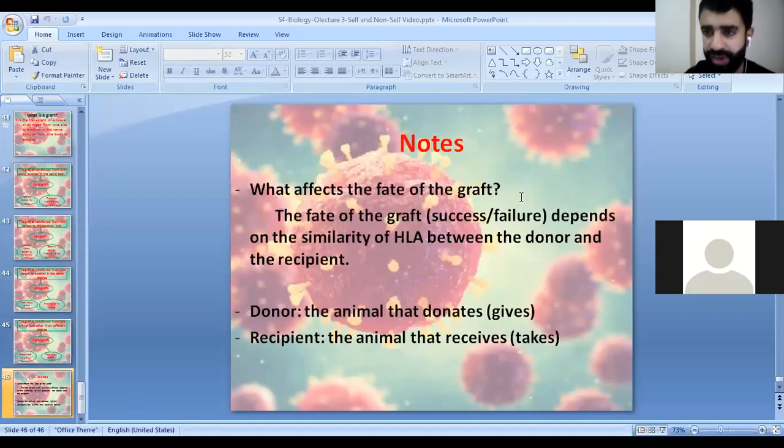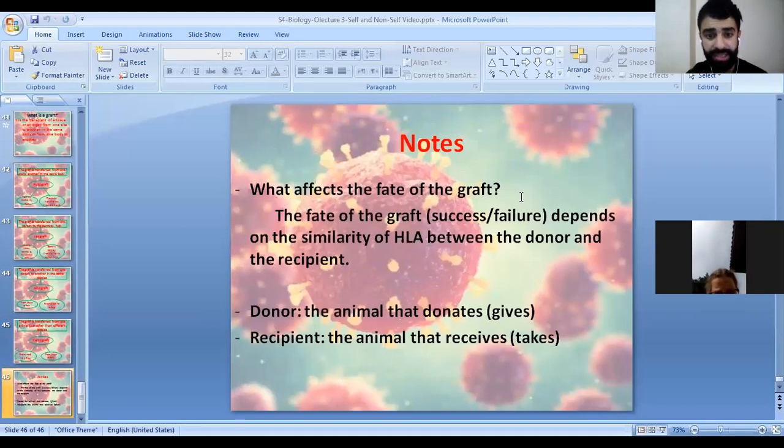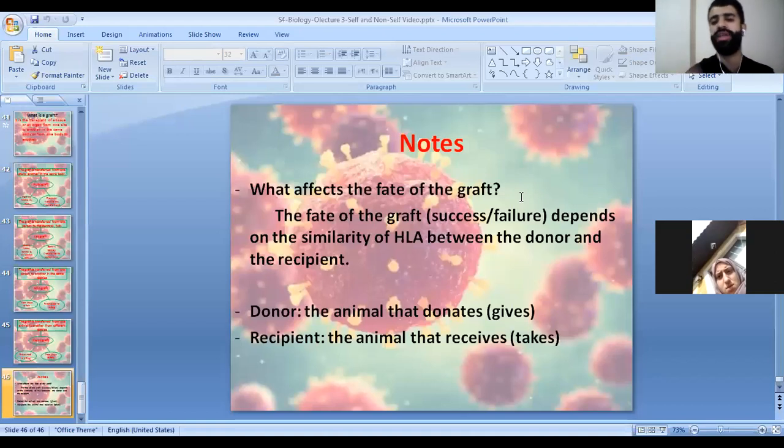Note what affects the fate of the graft. The graft is accepted or rejected depending on the degree of similarity between the donor and the recipient. So if they have high similarity in the HLA, the graft is accepted. If they have high differences in the HLA, the graft is rejected. The donor is the one that donates, the one that gives. For example, I want to give a kidney to my student, let's say, Alma. So I'm the donor, the one that donates, while the recipient is the one that receives or takes. So this is the difference between the donor and the recipient.